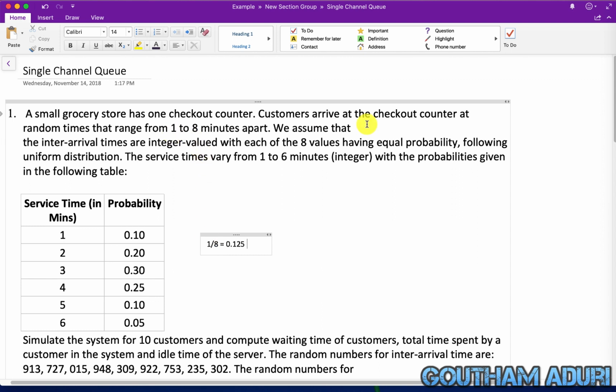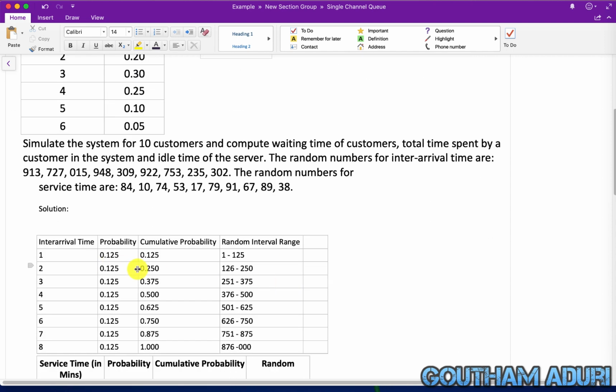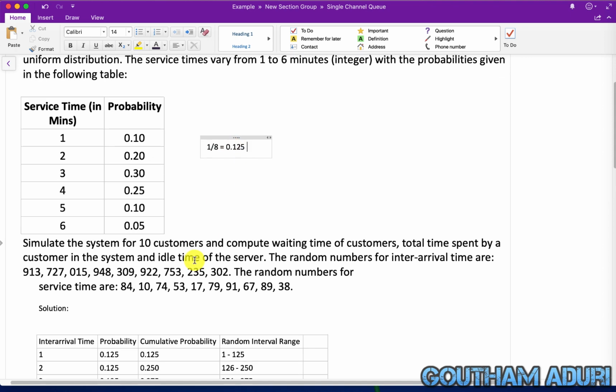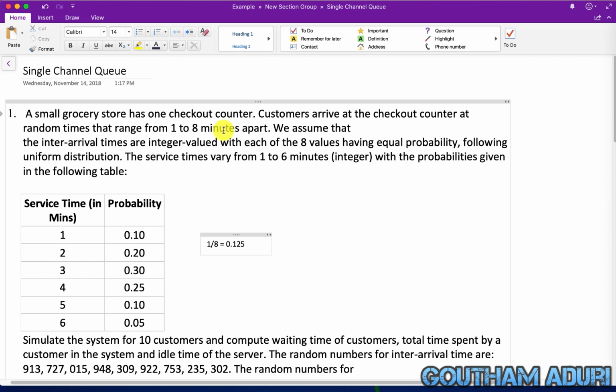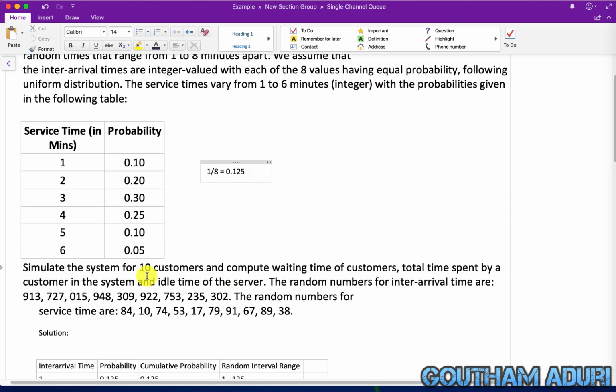We assume that the inter-arrival times are integer valued, with the 8 values having equal probabilities. So the first probability will be 1 divided by 8, which is equal to 0.125, and the second one has equal probability as well. Customers arrive 1 to 8 minutes apart, and these are the values that have been given. Then the service time is given. Simulate the table for 10 customers.